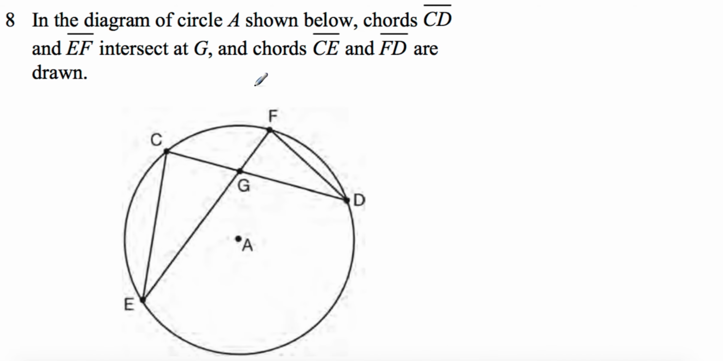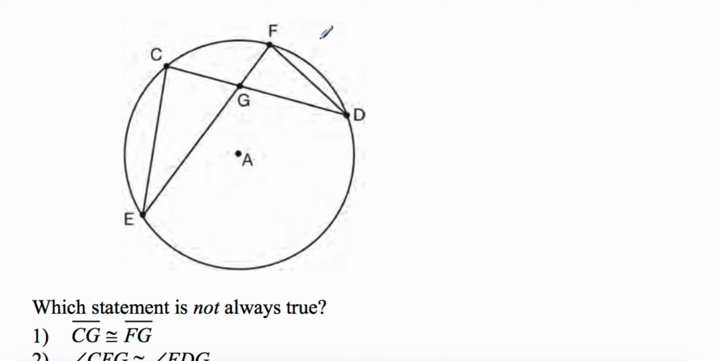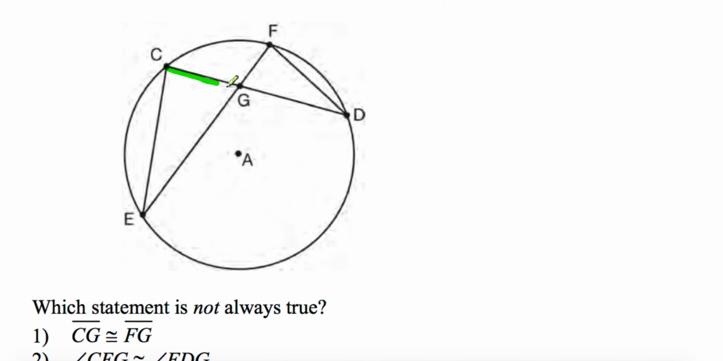In the diagram, circle A, chord CD, and then those are all drawn here. Which statement is not always true? Is CG congruent to FG? CG is this green highlighted one, and FG is the blue highlighted one. Do they have to be equal to each other? No. So the answer seems to be first one anyway already. But let's talk about the second one.